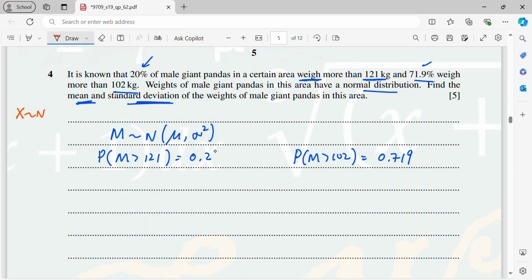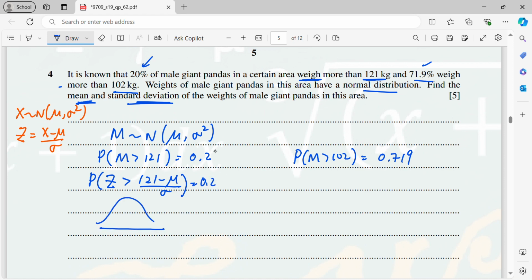So now I have to standardize both. So X is normally distributed with mean mu and variance sigma squared. When you standardize, it will be X minus mu over sigma. Then now here, I will be getting P(Z > (121 minus mu) over sigma), that is 0.2. So now I will sketch a graph to decide where this line is. So for information, when Z is greater than 0, the probability is 0.5. But then this is only 0.2. Obviously, the line is on the right side because it's mentioned greater than. Okay, so from the line onwards to the right side.